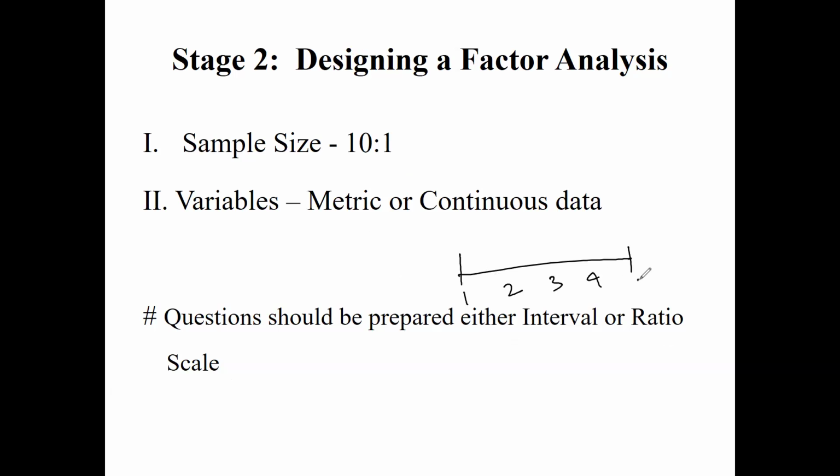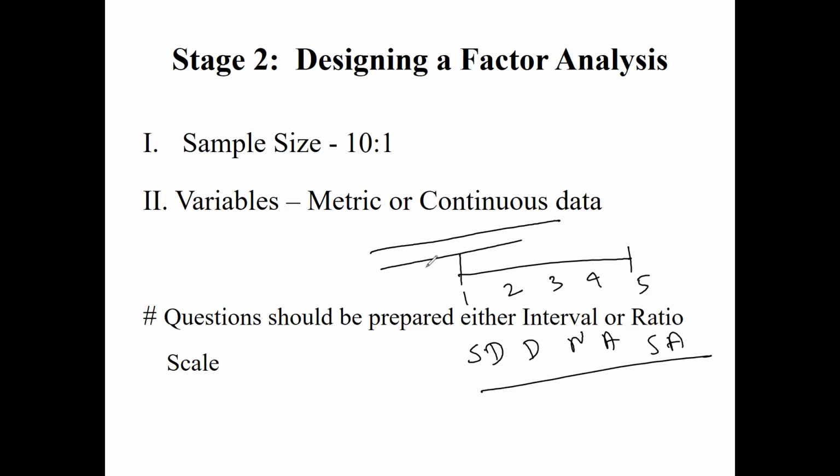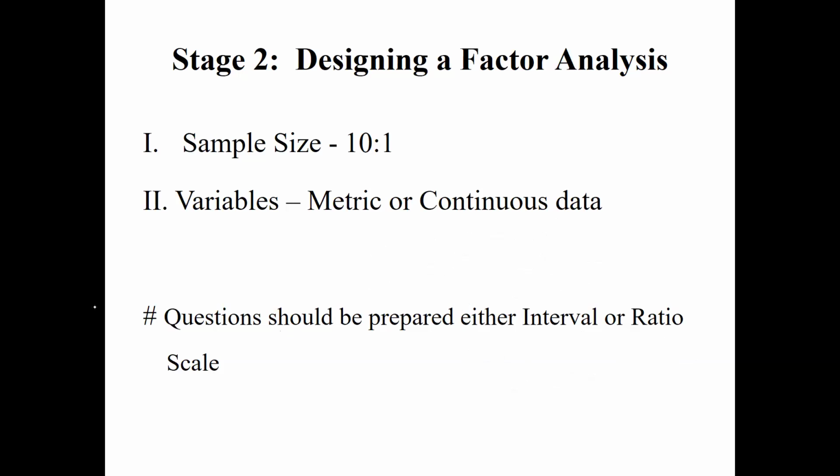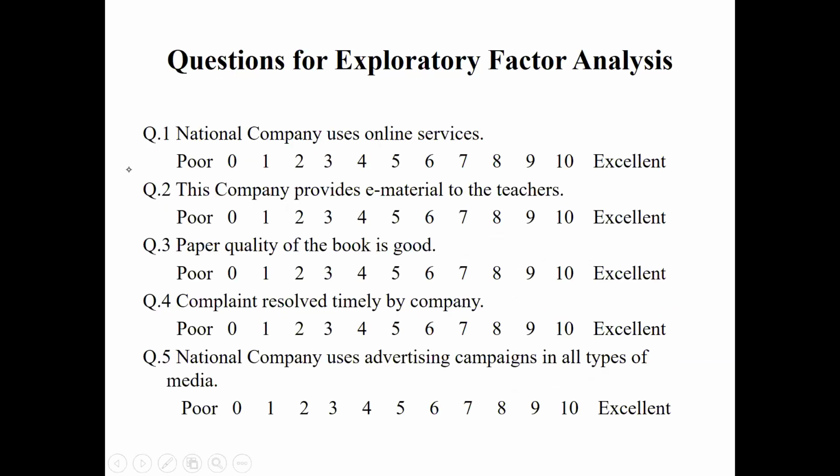If you are preparing your questions on a 5 point or 7 point Likert scale, then you can apply it: 1, 2, 3, 4, 5. 1 means strongly disagree, then disagree, neutral, agree, and strongly agree. Basically, there are many statements, and you can give your opinion. You can tick any one of 1, 2, 3, 4, 5. So the condition is we should prepare our questions on either interval or ratio scale. Then we can easily proceed.